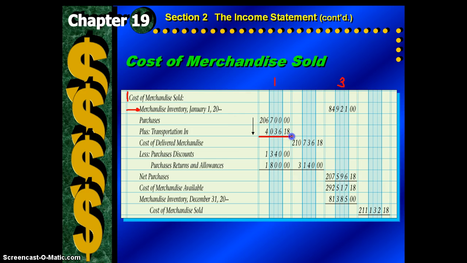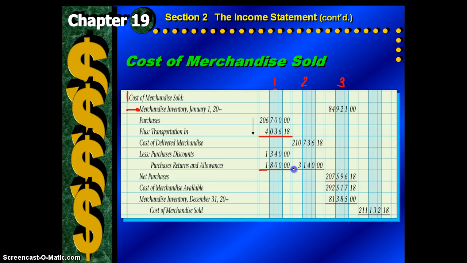We single rule that. Underneath that is our cost of delivered merchandise. Our purchases plus our transportation in gives us our cost of delivered merchandise, and that will go into column 2. From there, we need to then take away our purchase discounts and our purchases, returns, and allowances. They both go into column 1. From there, we will single rule, and we will enter in the total of these two accounts.